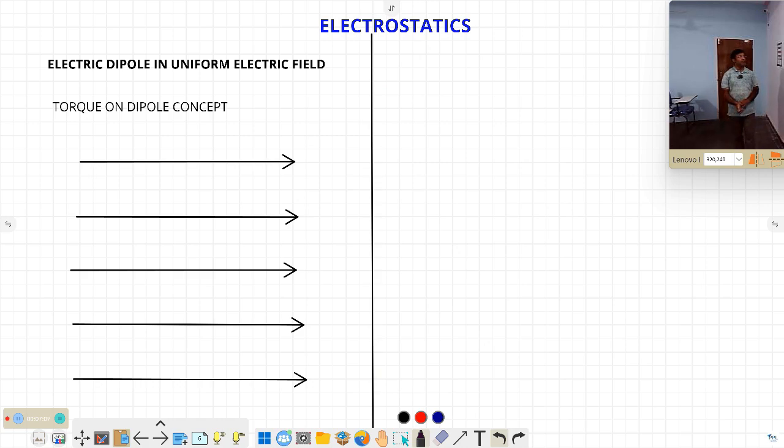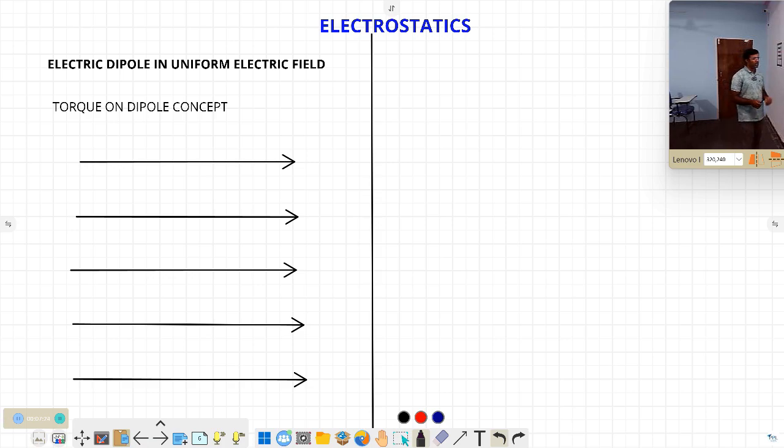Now the next concept is electric dipole in uniform electric field. Just before we discussed non-uniform, now uniform electric field. The most important concept here, as far as boards, competitive, CET or mains level questions, is the torque on dipole concept.